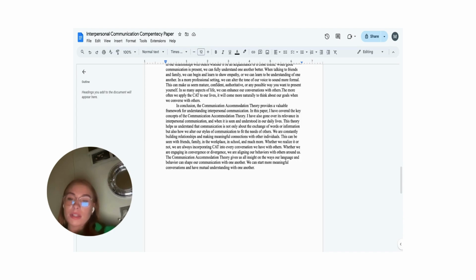We are constantly building relationships and making meaningful conversations with other individuals. This can be seen with friends, family, in the workplace, in school, and much more. Whether we realize it or not, we are always incorporating CAT into every conversation we have with others. Whether we are engaging in convergence or divergence, we are aligning our behaviors with others around us. The communication accommodation theory gives us all insight on the ways our language and behavior can shape our communication with one another. We can start more meaningful conversations and have mutual understanding with one another.